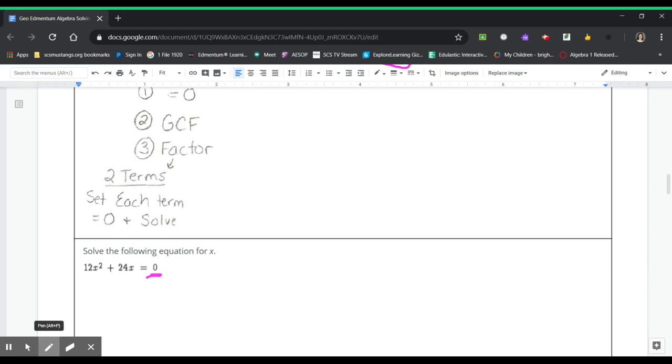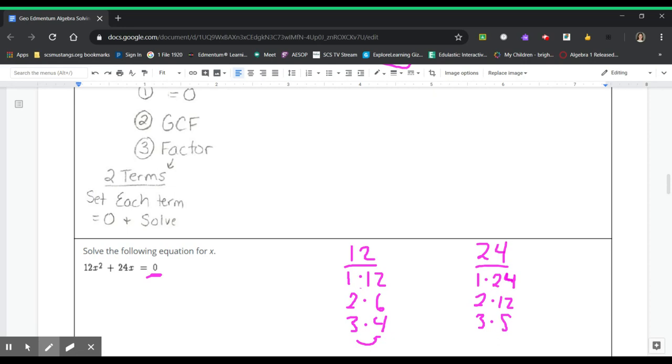Well, if I'm looking at 12 and 24, I want to think of a list of things that multiplies together to make 12 and 24. So we can do 1 times 12, 2 times 6, 3 times 4, and then we kind of loop back around. And then think of my list of 24. 1 times 24 makes 24, 2 times 12, 3 times 8, 4 times 6, 5 doesn't work, and then we loop back around to 6, so we know we've got our list.